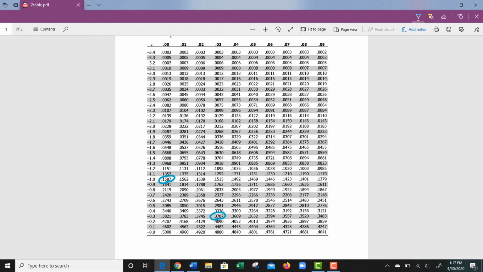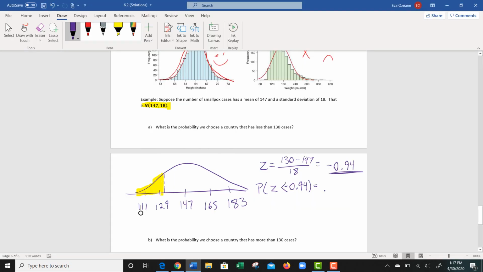So negative 0.94 is going to give us 0.1736, or 17.36%.